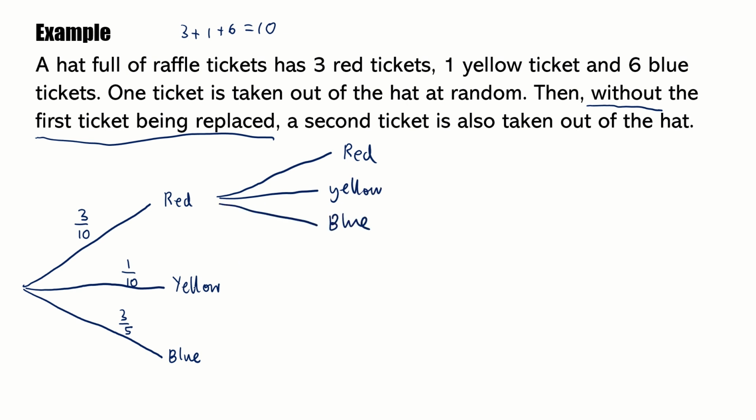Whereas if we've chosen a yellow ticket first, that actually narrows our options because there was only 1 yellow ticket, so if we're not replacing the yellow ticket after selecting it, therefore actually there's only red tickets or blue tickets left to select in our particular hat. And then if we selected a blue ticket first, well, then we still have all 3 options open because there were plenty of blue tickets to choose from.